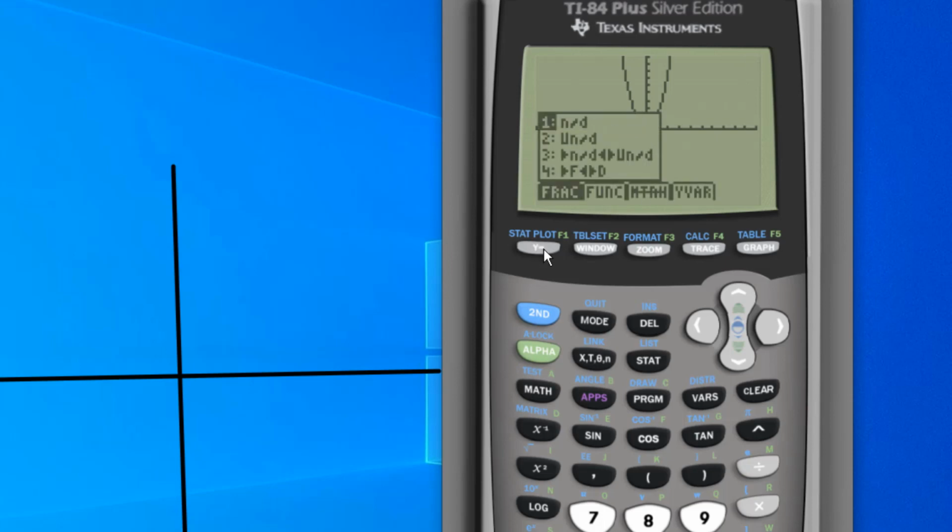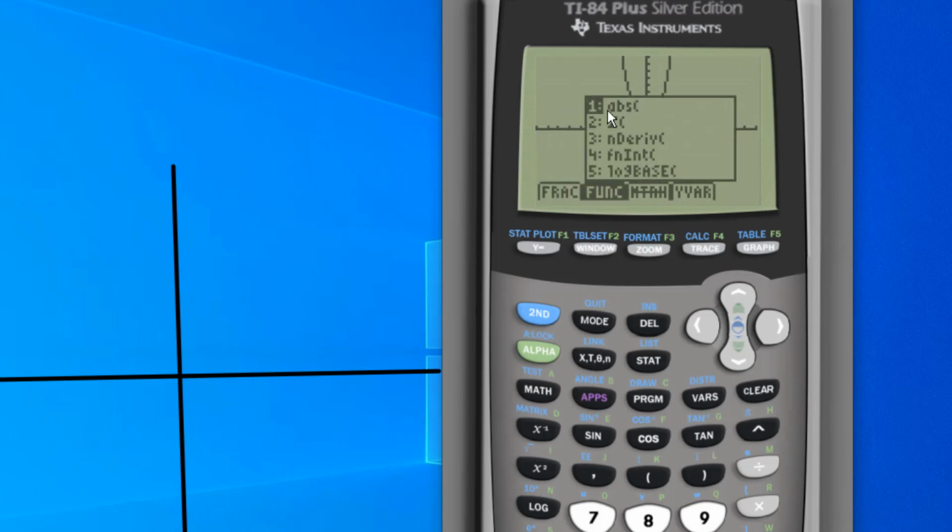So I go into that, and this one just deals with fractions. Changing a fraction into a mixed number, or changing a fraction to a decimal, and vice versa. So I'm going to go to the next one, hit alpha again, and F2. And the first one is absolute value, so that's pretty basic, but we'll go ahead and do that.